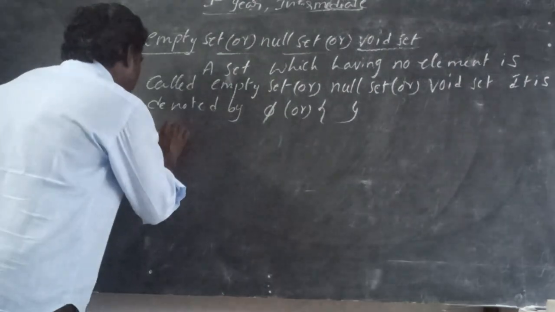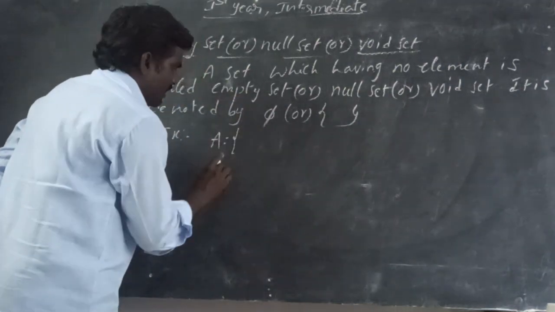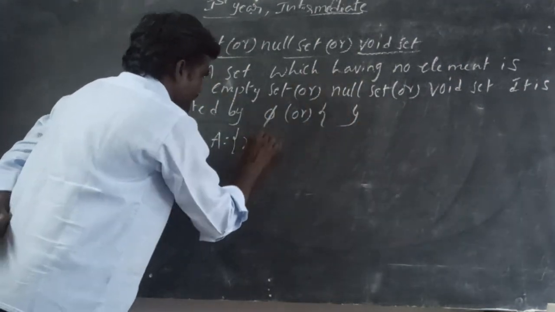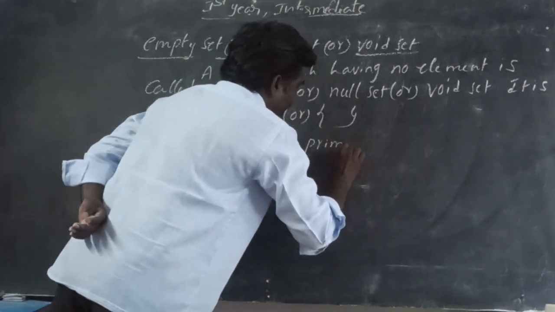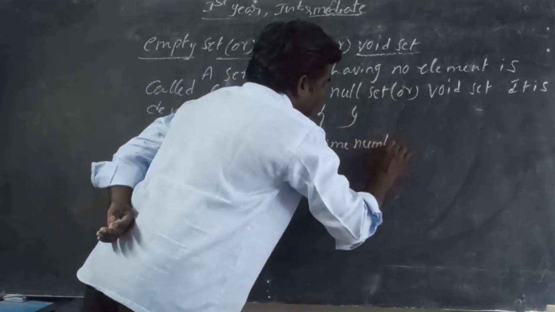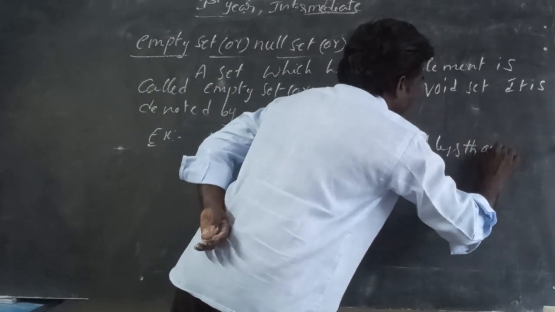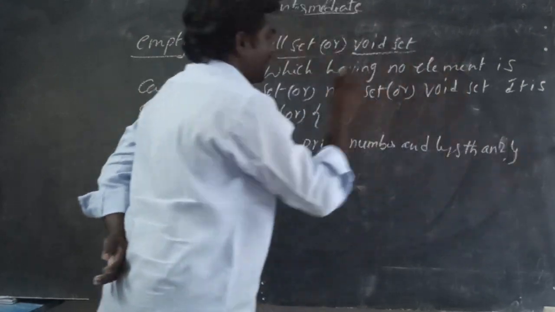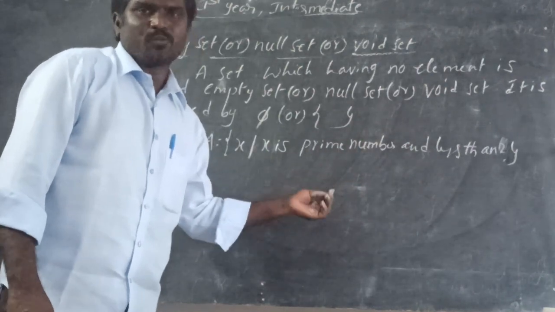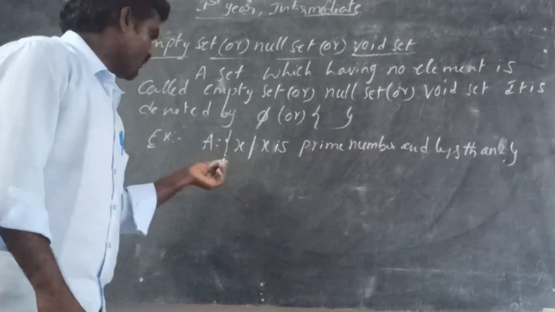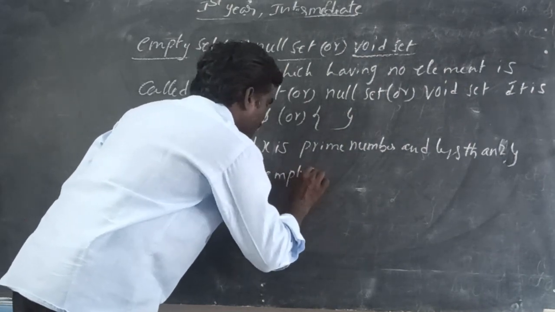So what are the examples? A = {x such that x is a prime number and less than 2}. Less than 2, there is no element, since the number is not a prime number. Less than 2, what is the digit? 1. 1 is neither prime nor composite. So therefore A is what? An empty set.